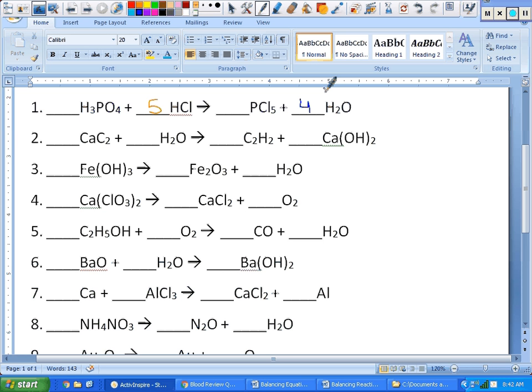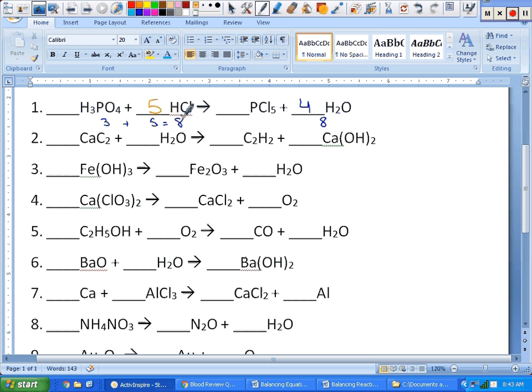Now let's go back over here on the left side and actually calculate. All right, how many hydrogens are in H3PO4? There are 3 of them. How many hydrogens are in HCl? 5. Well, what is 5 plus 3? 8. So are you balanced? Yes. So how would you write your answer? All right, so you can just say it all out. 1, 5, 1, 4. Does that make sense? Okay.